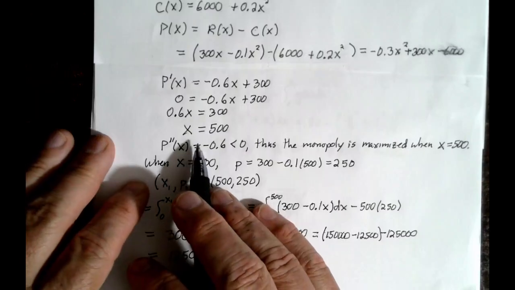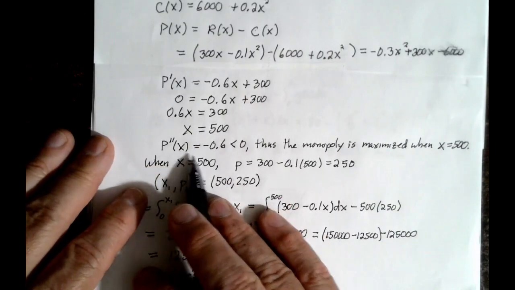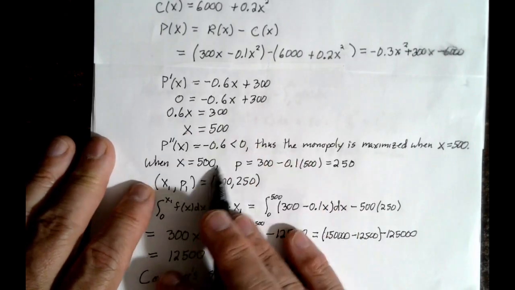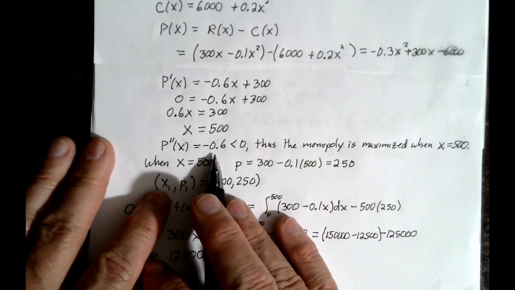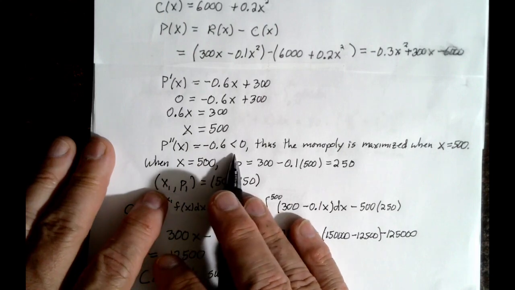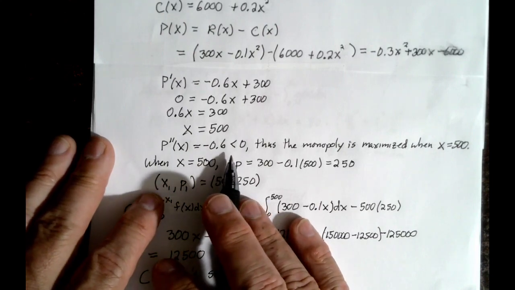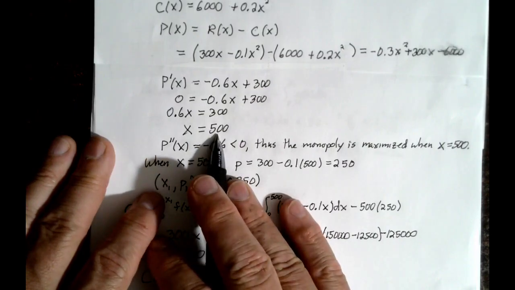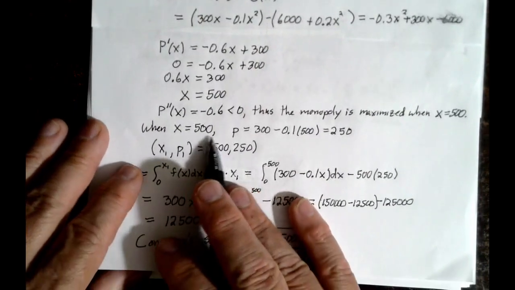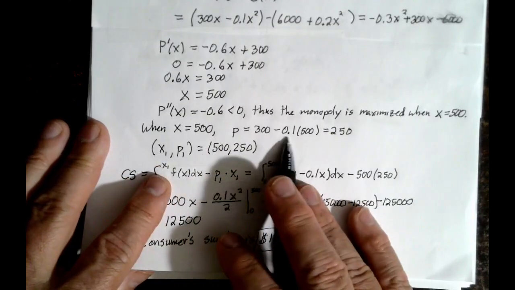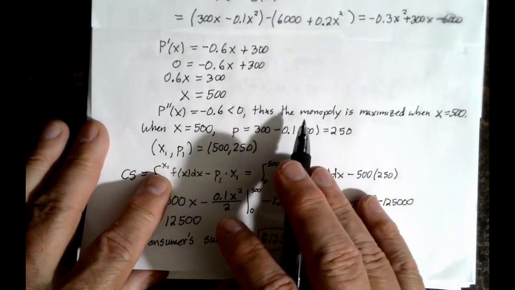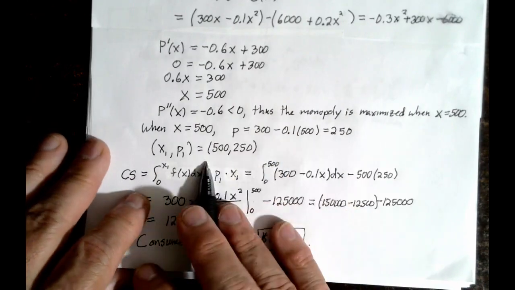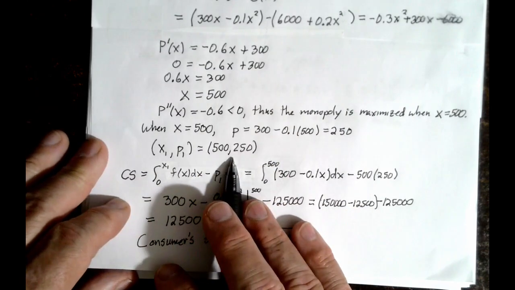You can either use a sign diagram or you can plug it into the second derivative, and that's what I do here. I take the second derivative and I get negative 0.6, which means no matter what value I plug into the second derivative, it is negative, meaning that the critical value is a maximum. So we know x equals 500 is the maximum. When you plug it into the p demand function, you get 250.